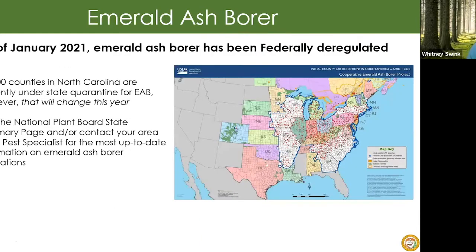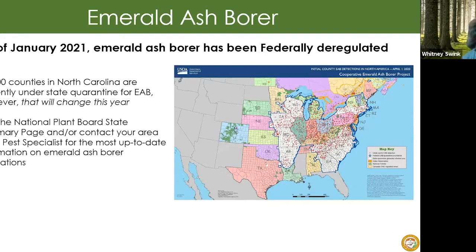But here's where things get a little tricky. As of January of this year, the feds have deregulated this pest. So the quarantine, which you can see in this map, noted by the blue line, that has gone away. And as a result, we will also be lifting our quarantine in North Carolina to follow suit. This has not happened yet, so we're kind of in this weird transition phase with Emerald Ash Borer.